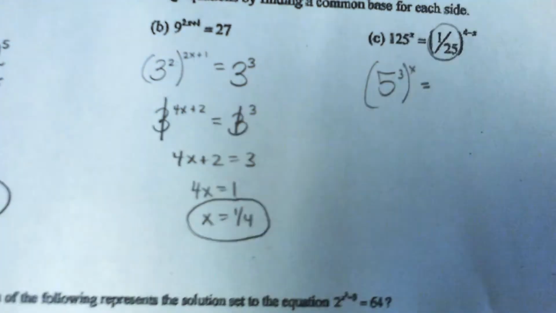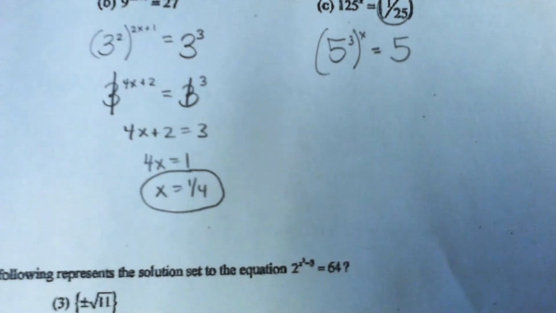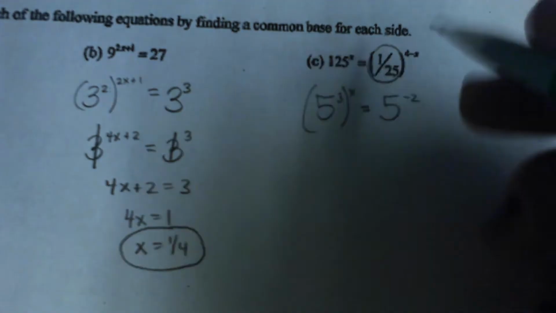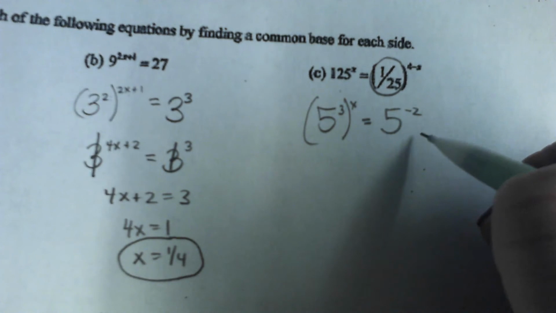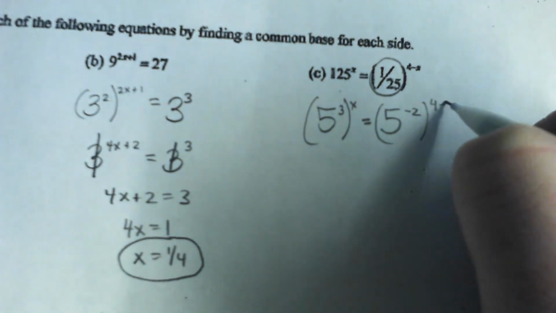This right side is trickier. And this is going to happen more times than not, more times in Algebra 2 than it did in Algebra 1. 1/25. And use your left side as a hint. Your base on the left is 5. 5 to what power gives you 1/25? Corey? 5 to the negative second. Fractions are taken care of by negative exponents, right? Because that's the same as 1 over 5 squared, which is 1 over 25. And then that's to the 4 minus x.